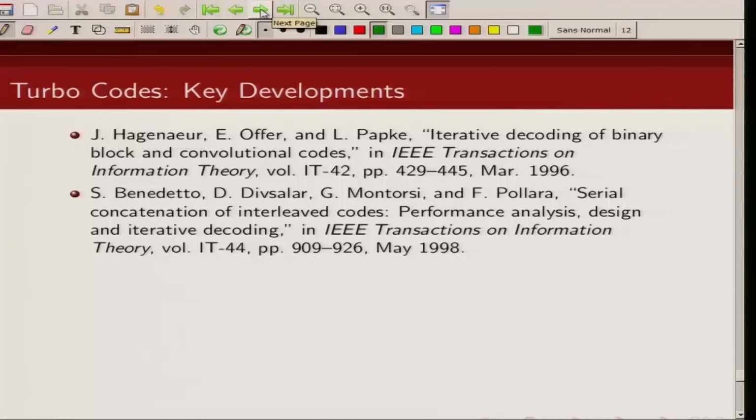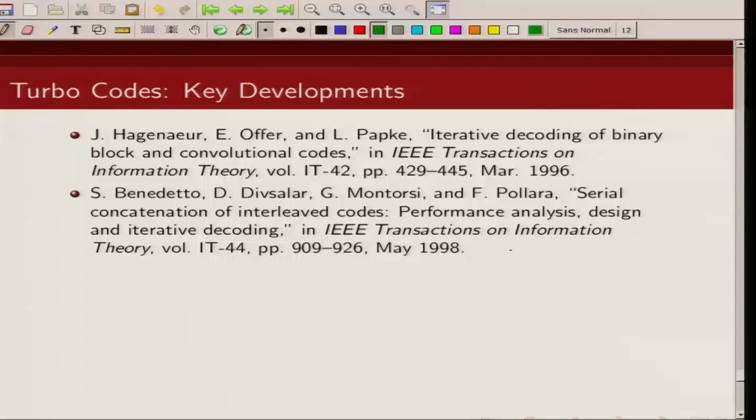Now, in this lecture we talked about parallel concatenation. There is a different variant where you could have a serial concatenation. So, you could have an encoder 1 here, then you could have an interleaver here, and then you could have another encoder. This variation was proposed by Benedetto and others, and this serial concatenation, though it has slightly inferior performance in the waterfall region, has better performance in the error floor region.